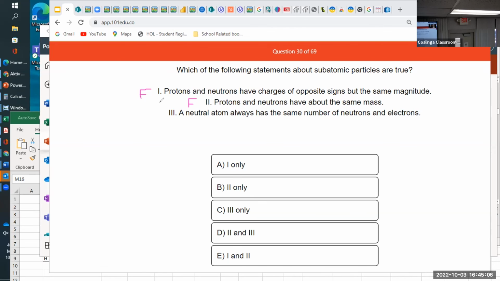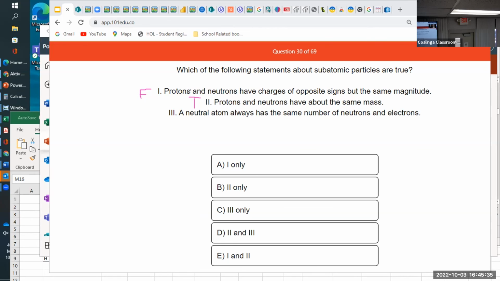Okay, so I'm gonna say true is 100. Let's go with that. Now they said the same mass, right? That's the key. They didn't say the same, they said about the same mass.